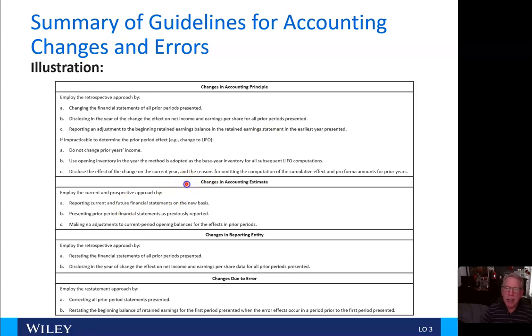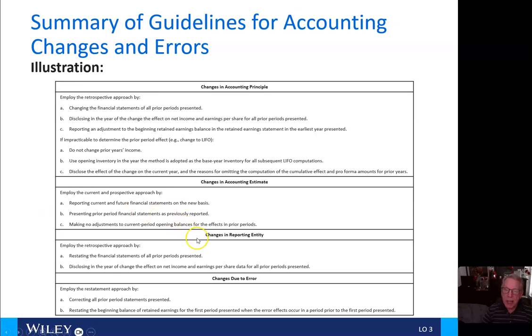So if we have a change in accounting estimates here, we'll employ the current and prospective approach by Alpha, reporting current and future financial statements on the new basis. Bravo, presenting prior period financial statements as previously reported. And Charlie, making no adjustments to current period opening balances for the effects in prior periods.